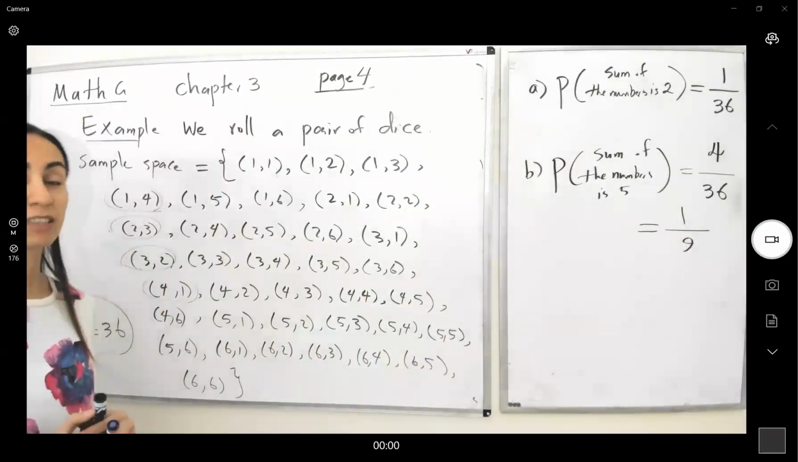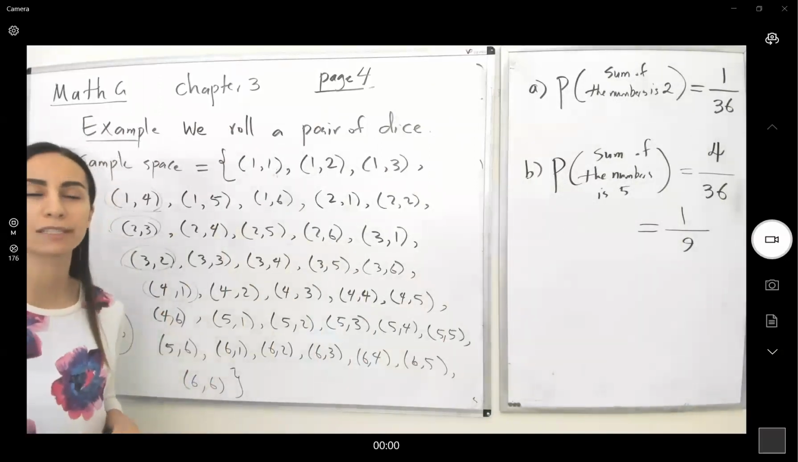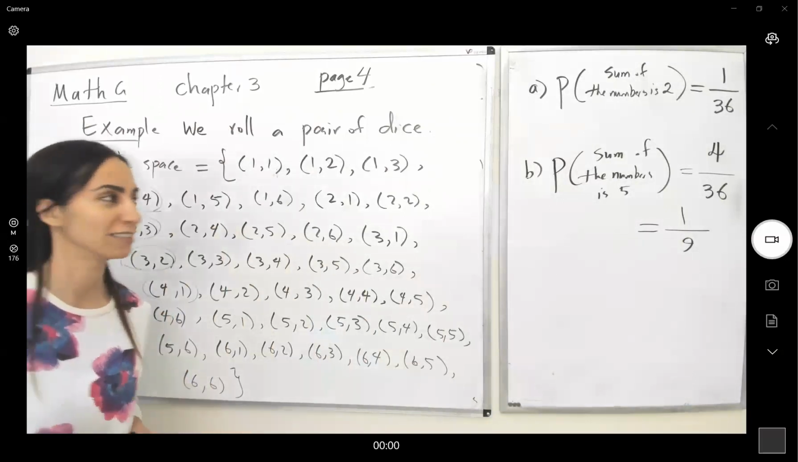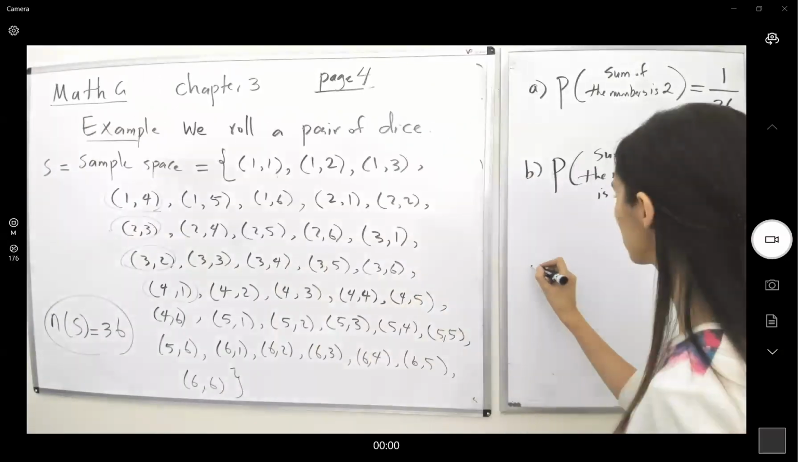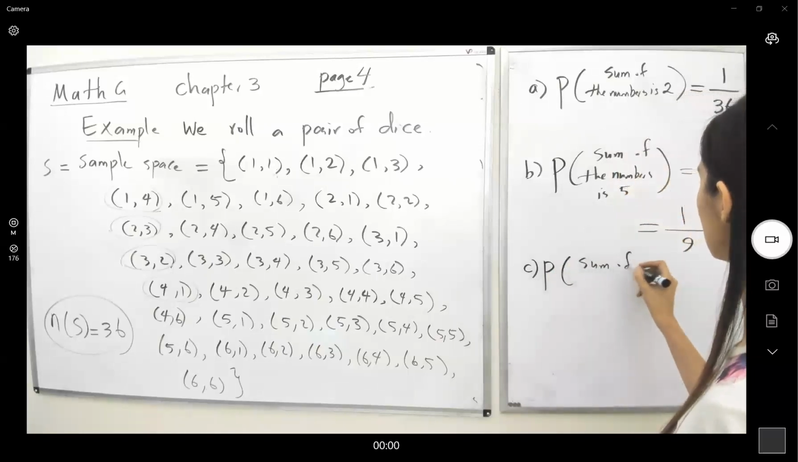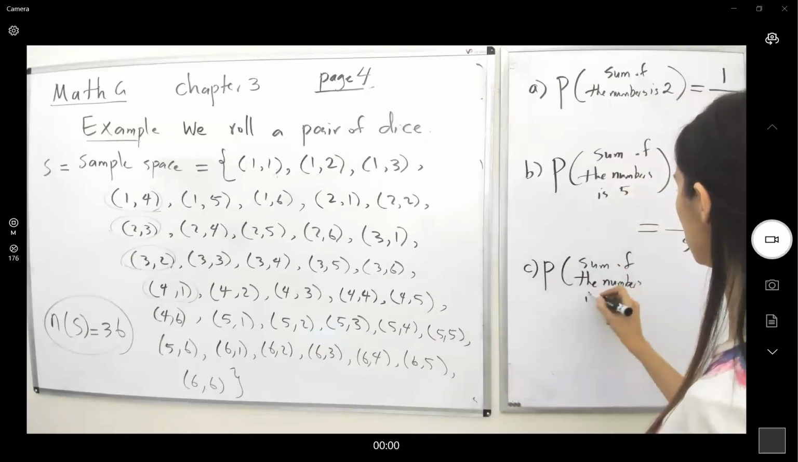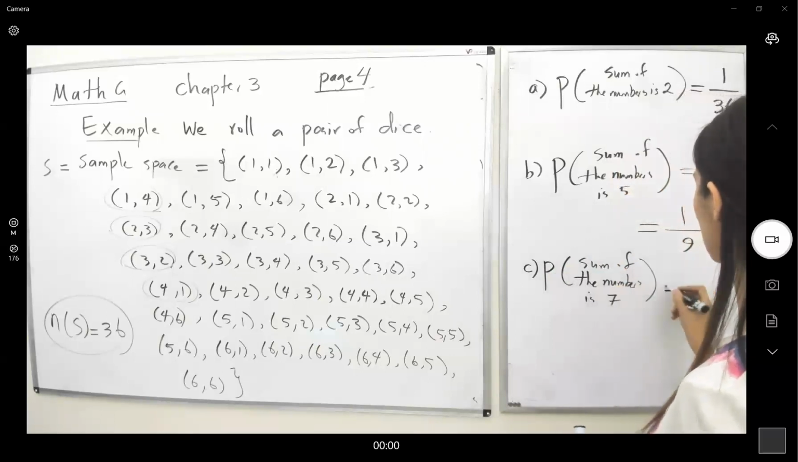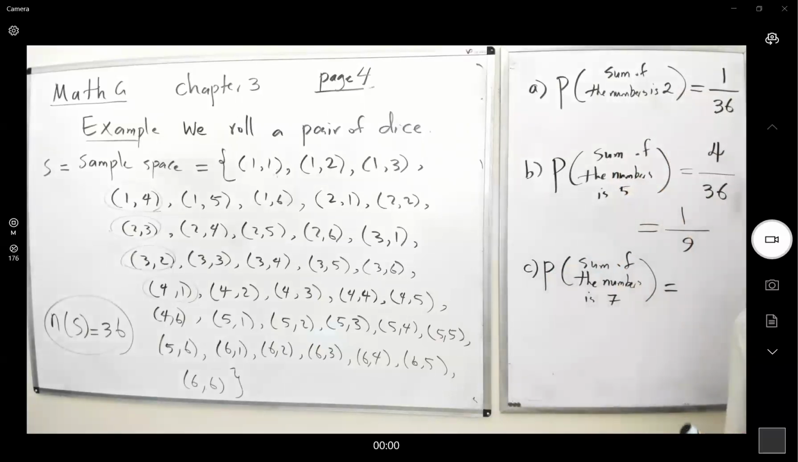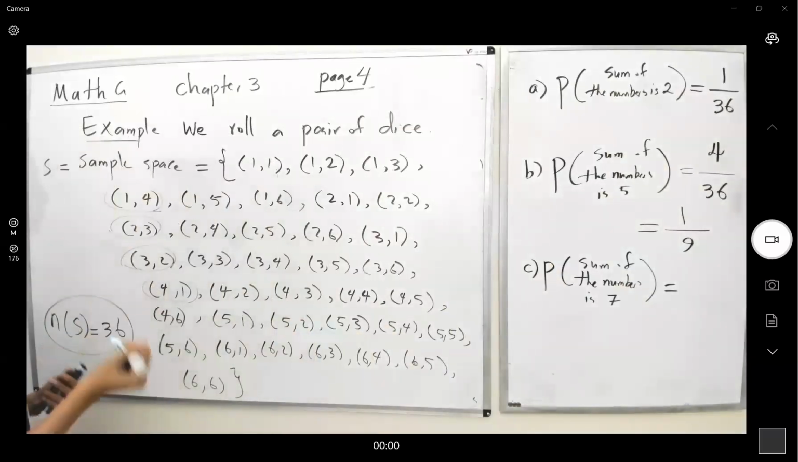And finally, the last part says, find the probability that the sum of those numbers is actually 7. The probability that the sum of the numbers is 7. So let's use a different color here. The sum is 7. I'm looking for all the possible ones.